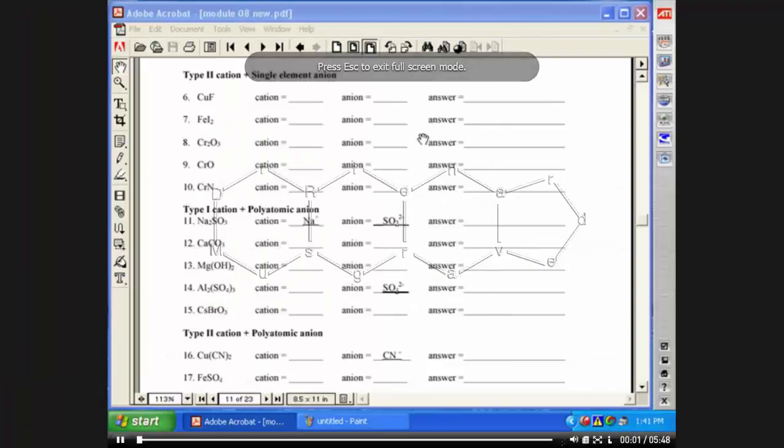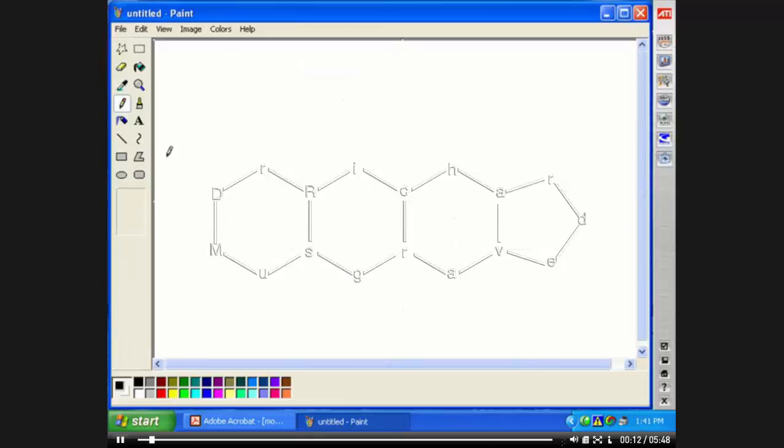Hello everybody, welcome to part 2 on how to do the nomenclature assignment. We're now going to be talking about type 2 cations and single element anions. Alright, so let's look at the first example, CuF.